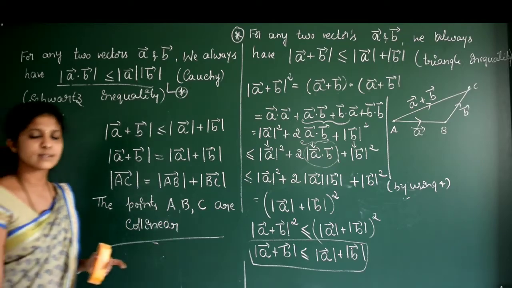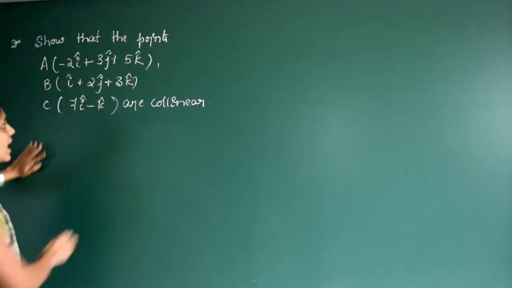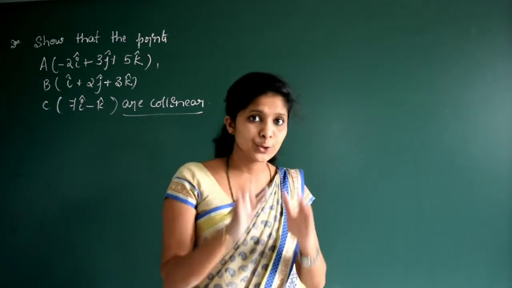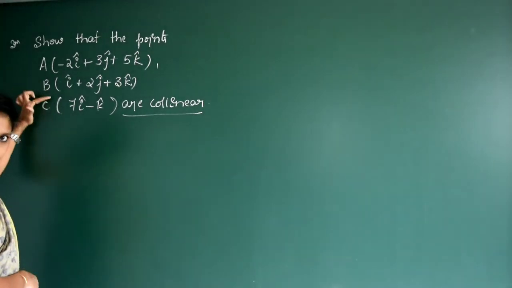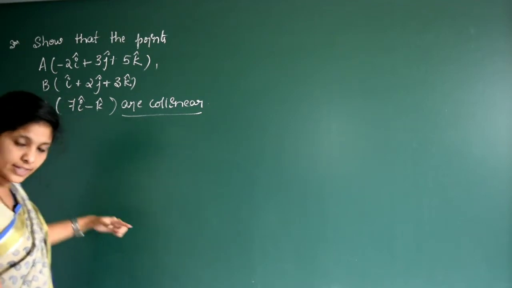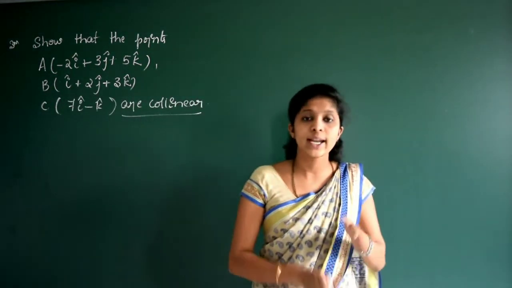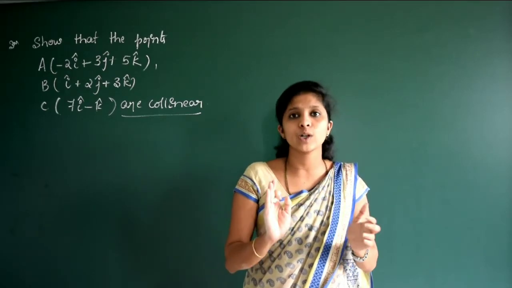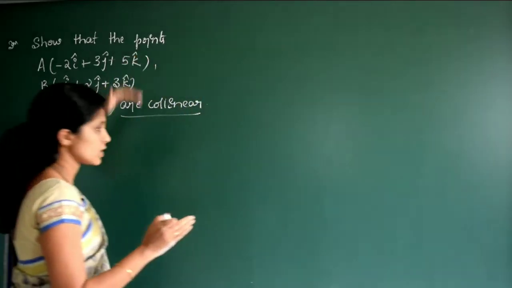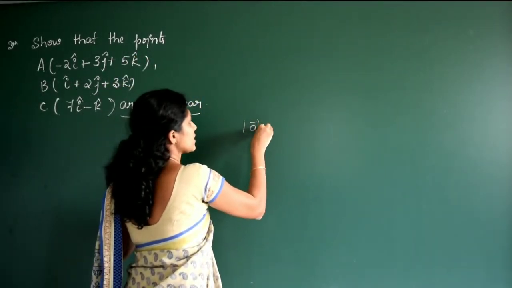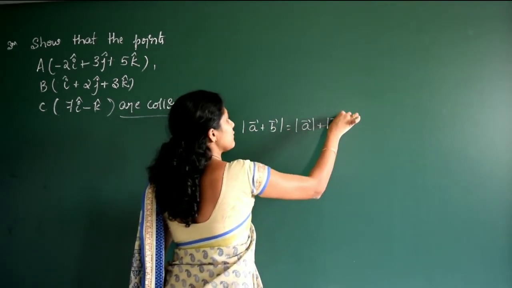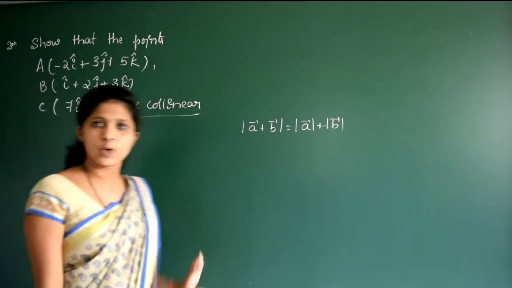Now we will see some problems. 3 points are given. To prove A, B, C are collinear, we will use the previous result. What do you have to do? You need to find the vectors first. First find the AB vector, then find BC vector, then find either AC vector or CA vector. After finding that, you have to show that magnitude of one vector is equal to the sum of the magnitudes of the other two vectors, right? Then we can say that these 3 points are collinear.